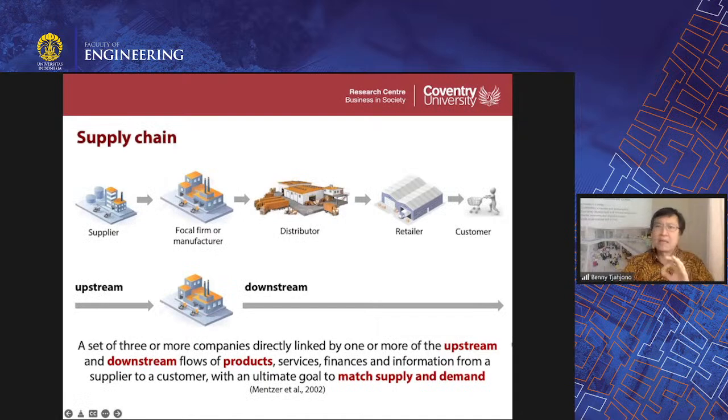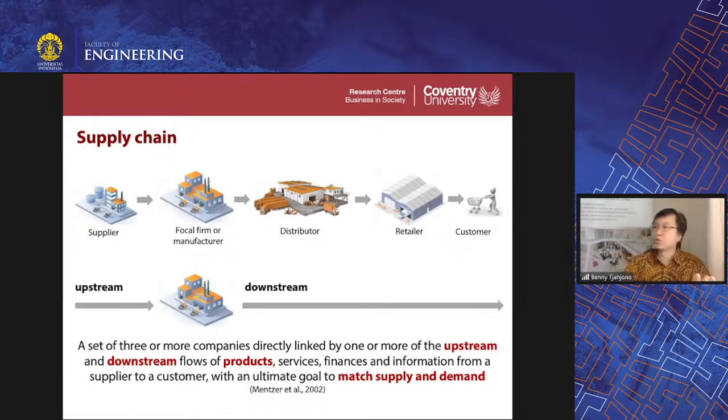Supply chain can be simply defined as a set of three or more companies linked together by one or more of the upstream. Upstream means the suppliers of this focal firm. Typically, the focal firms are the manufacturers, because we're talking about manufacturing products, and therefore the focal firm is the manufacturer.